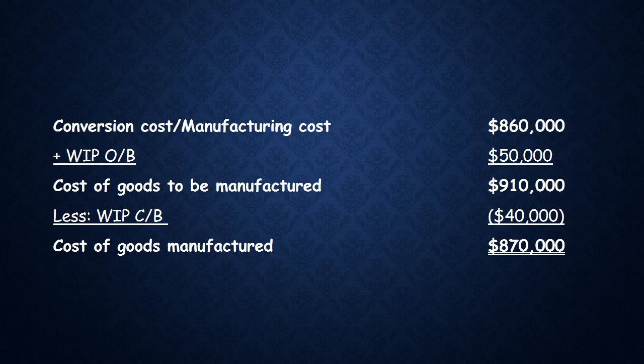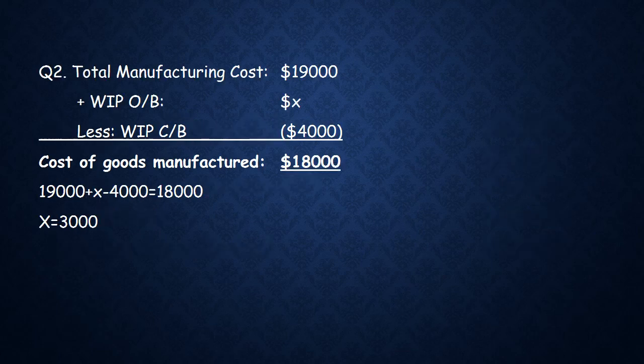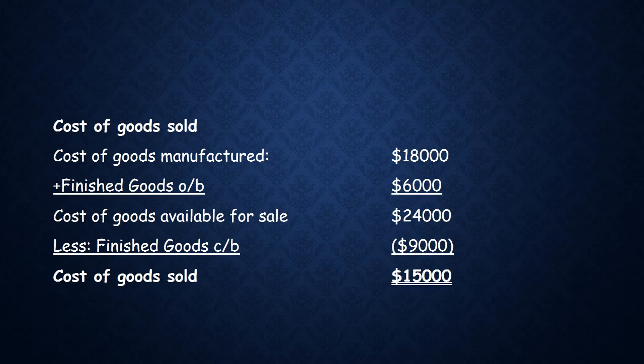And this gives you cost of goods manufactured. And here's an example. In the next question, you have been given total manufacturing cost, work in progress closing balance, and cost of goods manufactured. I have arranged this in this format to help you see how you're going to calculate the missing item, which is work in progress opening balance from this information. So you're going to follow this format, and 19,000 plus x minus 4,000 is equal to 18,000, and this gives you work in progress opening balance of $3,000.